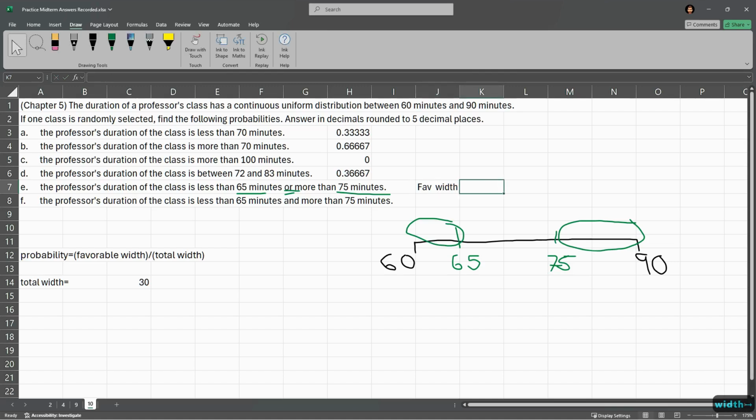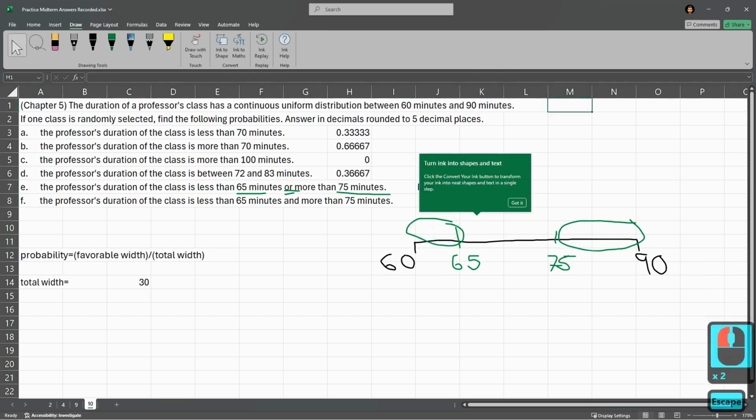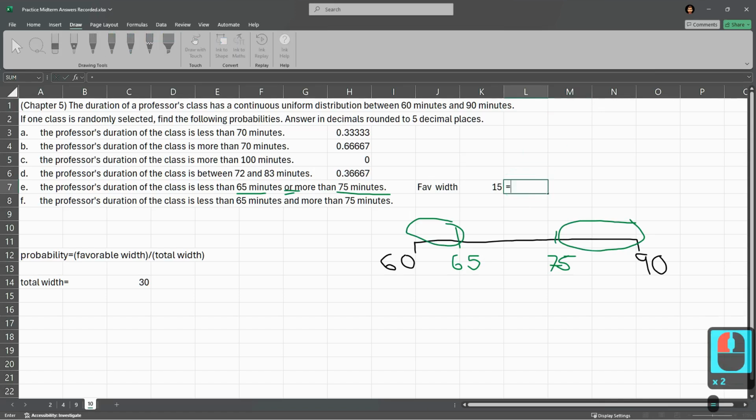So I'm going to compute the favorable width first. So we have 90 minus 75. So that's the right one right here. Now we're going to do the 65 minus 60. Now these numbers, you could probably just tell me that that was 5. That's fine, but sometimes these are harder to compute. So total, we have 15 and 5, which is 20. So our favorable width is 20 divided by total width is 30. So there's our part E answer.